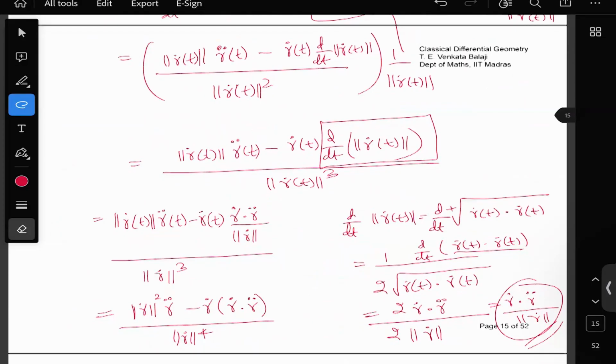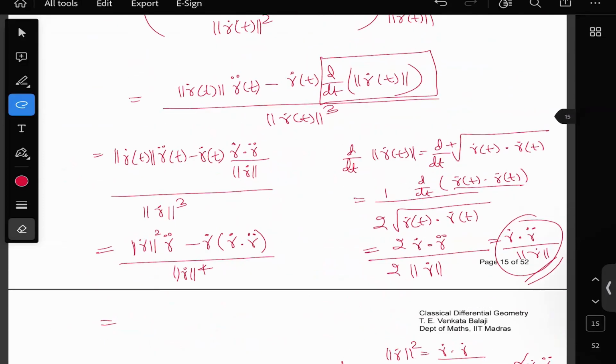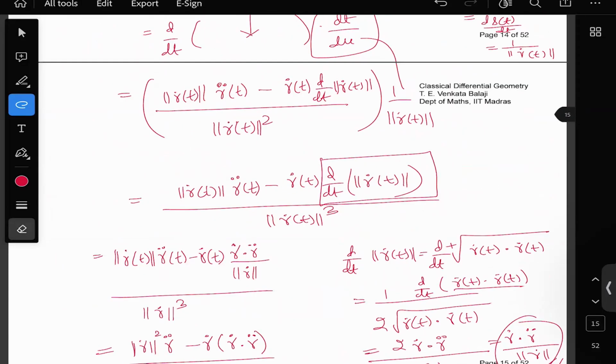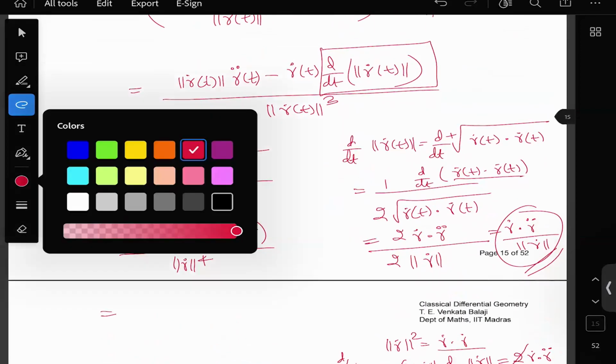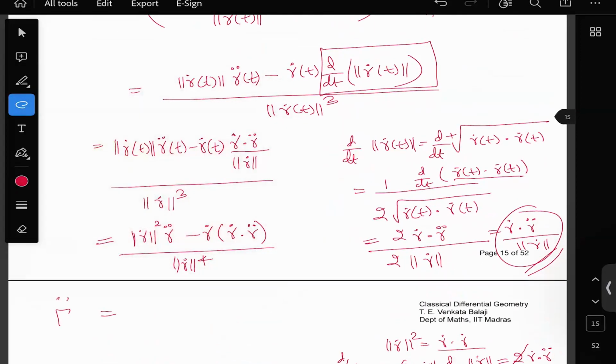So let me write it here. So what was on the left side was this capital gamma. Oops. Yeah. So let me write the left side correctly. So it was gamma double dot of u is this expression. Gamma double dot of u is this. Okay. And mind you, this is a vector.